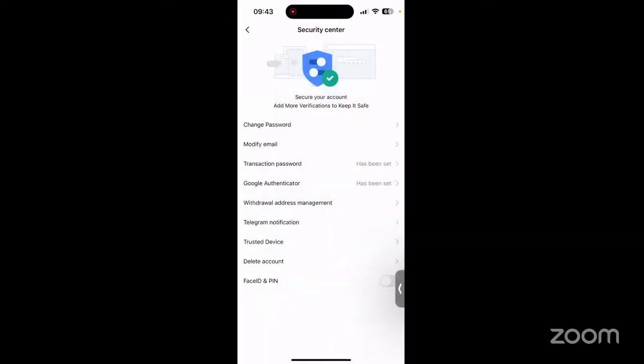Trusted device. If I tap on this, all the devices that I've ever logged into, I'll be able to see it. Delete account. Me, I'll not say I'm trying to show you, then I'll go and delete my precious account. But you, if you want to delete, come on, delete it.